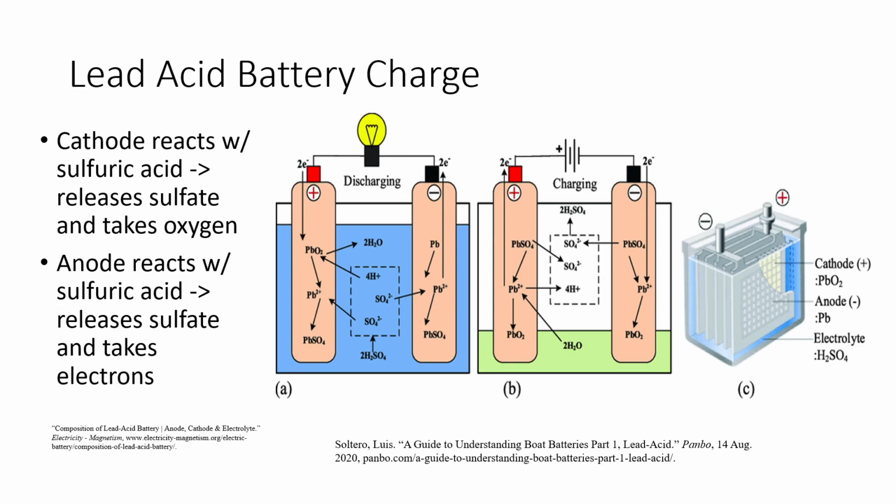For charging, we're going to do the opposite. You can look at figure B, and it's going to take away that water, and electrons are going to flow from the cathode to the anode. So both the cathode and the anode are going to release the sulfate they took during the discharging cycle. And the cathode is going to break apart those water molecules and take its oxygen back. And the anode is going to be receiving electrons from the charger.